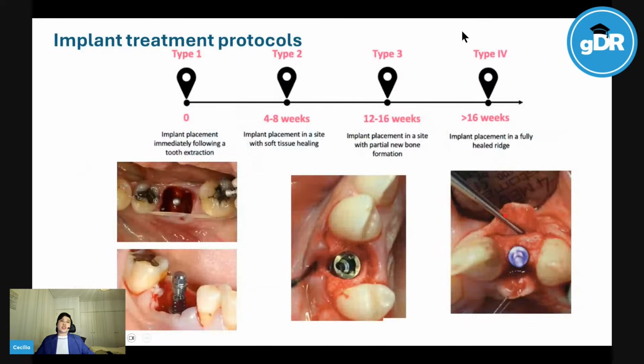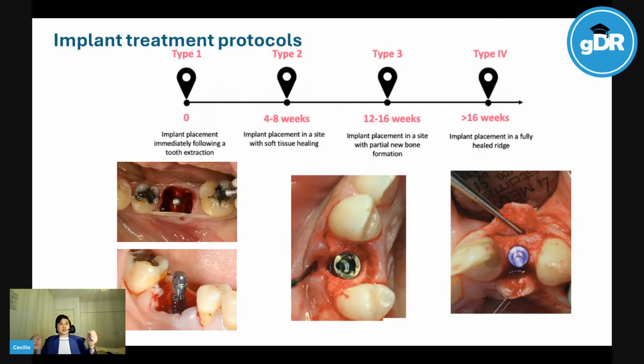So we're going to move on now to implant treatment protocols. That is about the timing of implant placement. When a patient presents to you, you've already decided that the tooth cannot be restored. You've either extracted the tooth or it's already extracted, it's missing. Then you've got to decide, from extraction to implant placement, which protocol you are going to use.